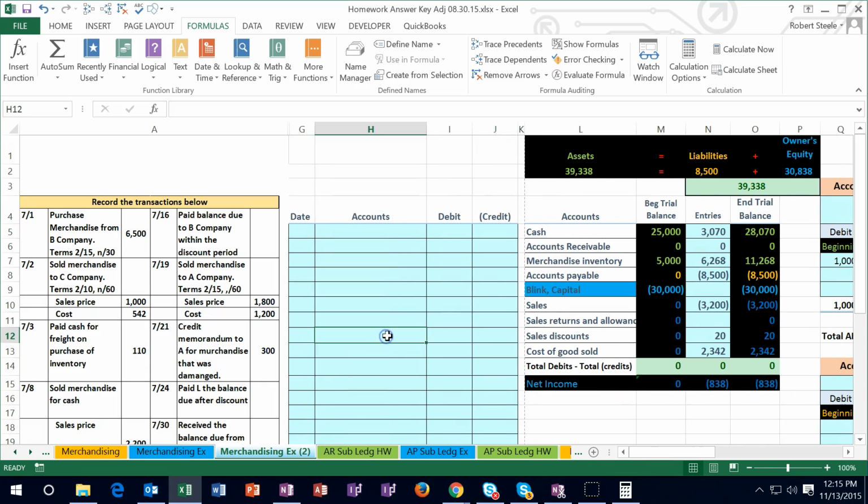Okay, so maneuvering around the Excel sheet, you can learn a lot. Being able to maneuver around the Excel sheet can be very helpful. Alright, so now let's look at the next section.